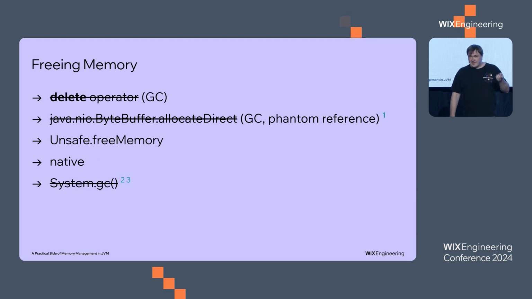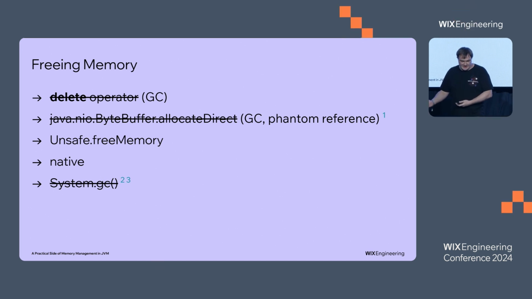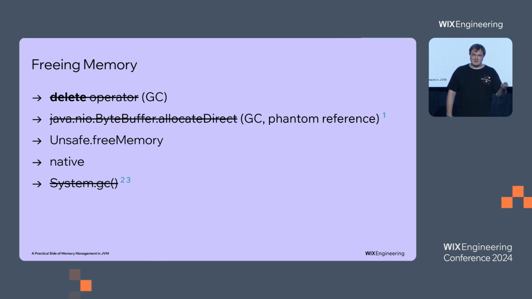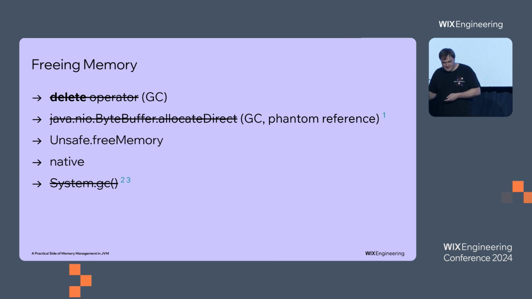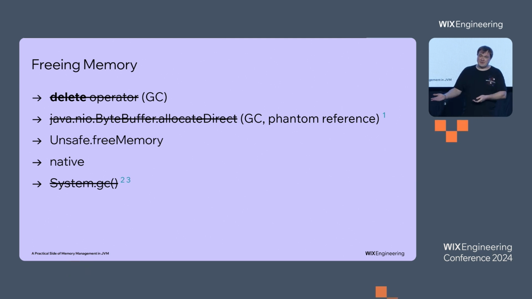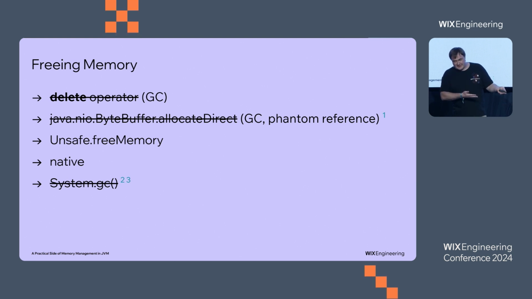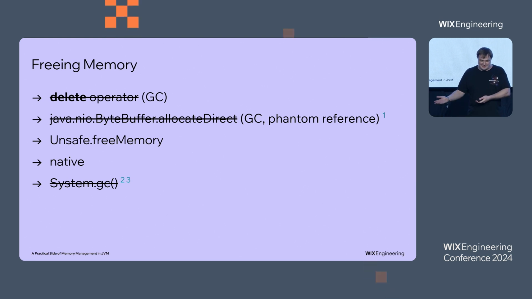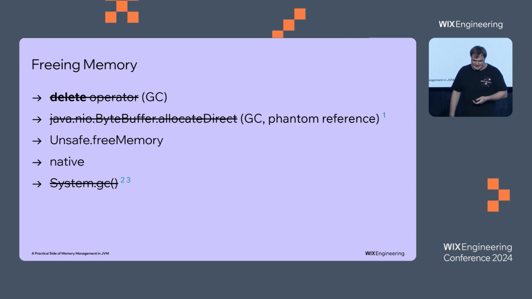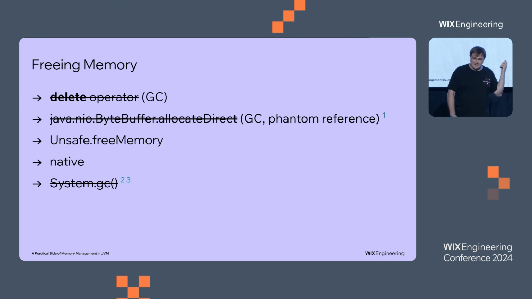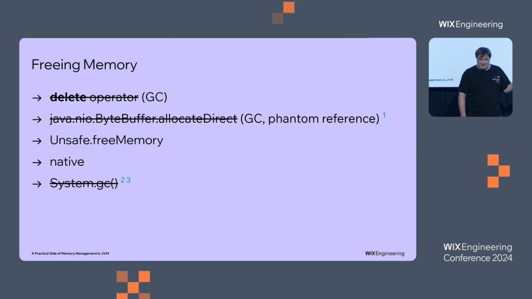How to free memory? In Java, we don't have a delete operator. Instead of that, we have the garbage collector that takes care of that. Direct memory also is taken care of by the garbage collector. If you allocate with Unsafe, then you need to free memory with Unsafe as well. And if you allocate memory in native code, obviously you need to free memory in native code as well. There is System.gc, but you probably shouldn't use it, and there are very few examples when you actually need this.